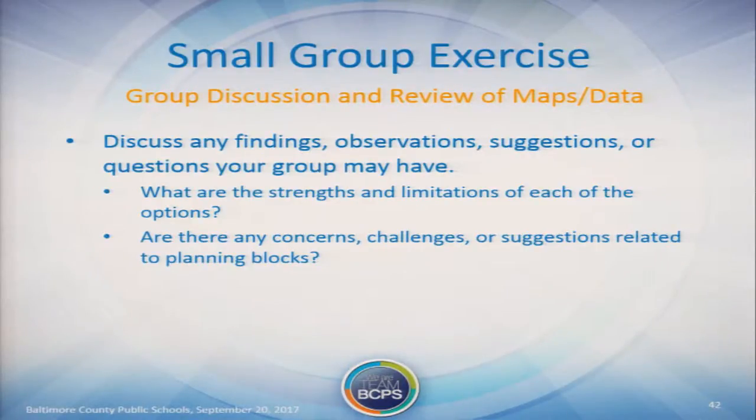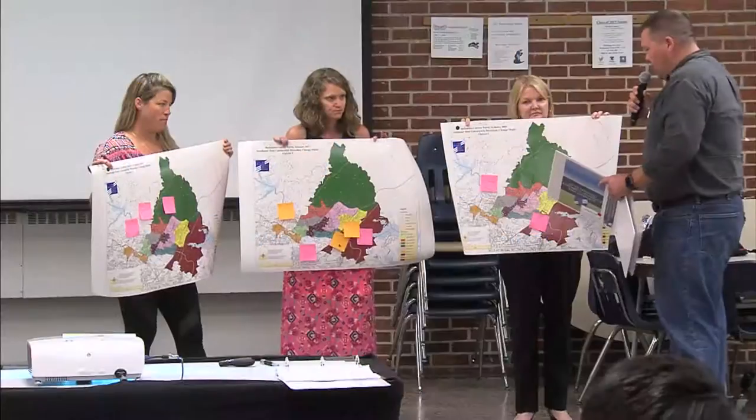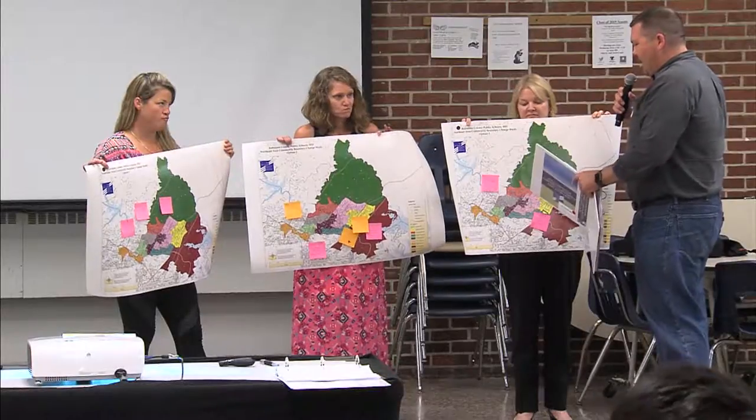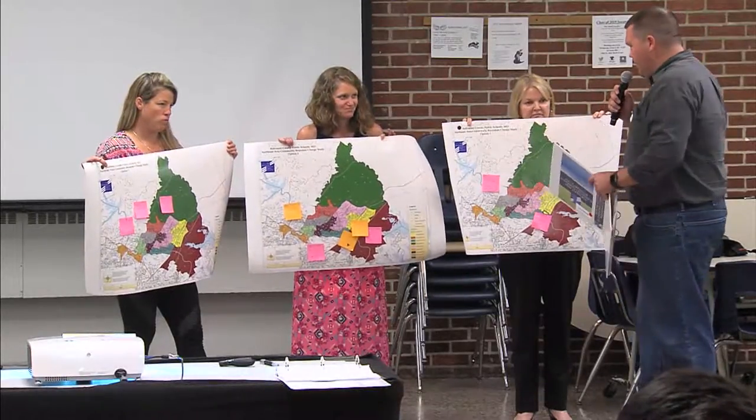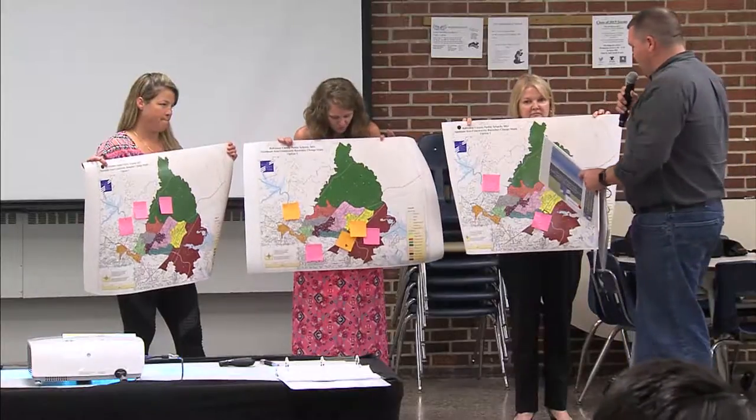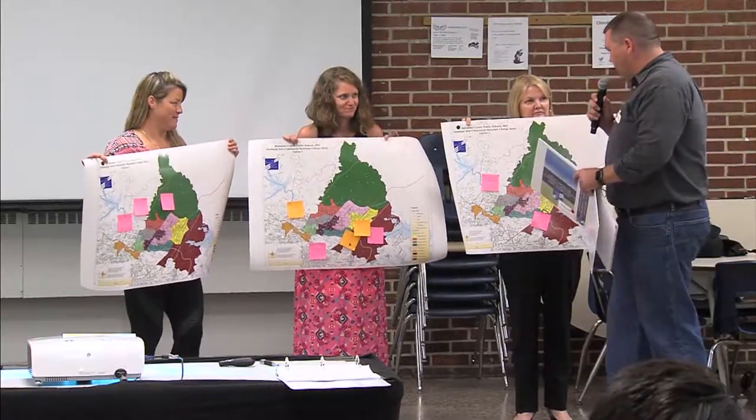Okay. Option one, two. It's like getting the letters in order. Okay, so option one, the pro we had for that was that the relief was relatively equal amongst all the schools. Gunpowder and Northeast area had a little more kids, but generally equal amongst the schools, and we also got rid of the satellite. The con we had on this one was that Gunpowder still crosses over Route 1, which we had a goal to use Route 1 as a dividing line and keep Gunpowder all on one side of Belair Road. So Gunpowder still crossed it.